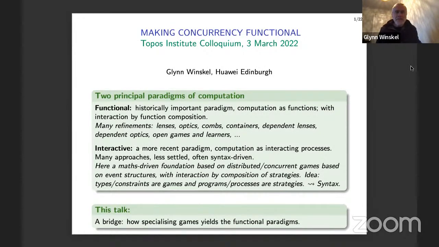So this is about building bridges between the functional and interactive views of computation, and in particular, observing that out of these concurrent games and strategies, by looking at particular games, one obtains as subcategories many of the refinements people have put on functions in order to cope with interaction of various kinds. The kinds of refinements I'm thinking of are lenses, optics, combs, containers, etc. How they arise, or partially arise, in terms of these concurrent games.